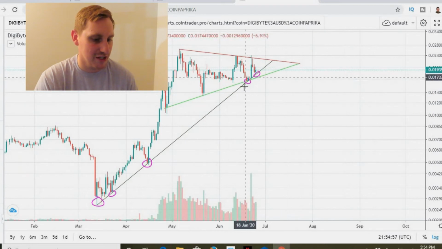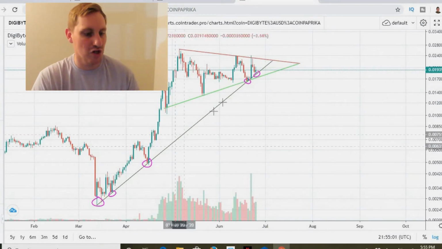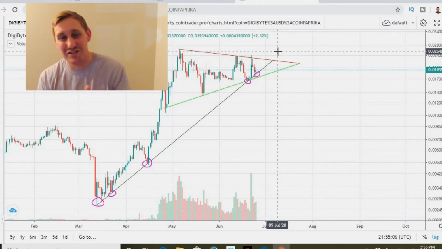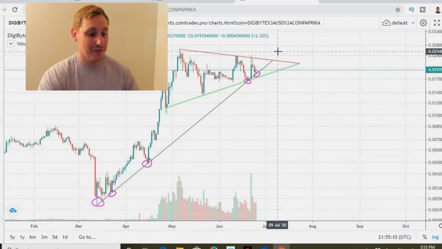As you can see, we touched it once here and once here as well, on this more dark green or black line. I'm kind of colorblind, so it looks black, but it's actually dark green in CoinTrader, but we're not going to talk about that. It's black.